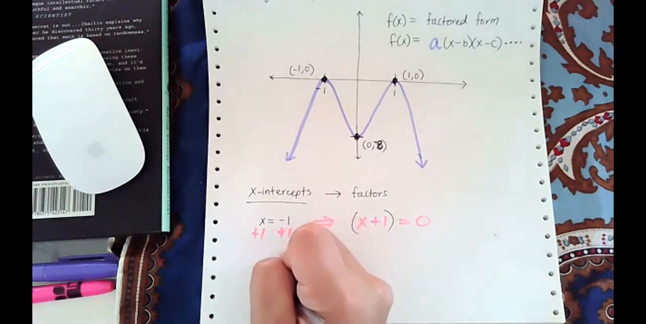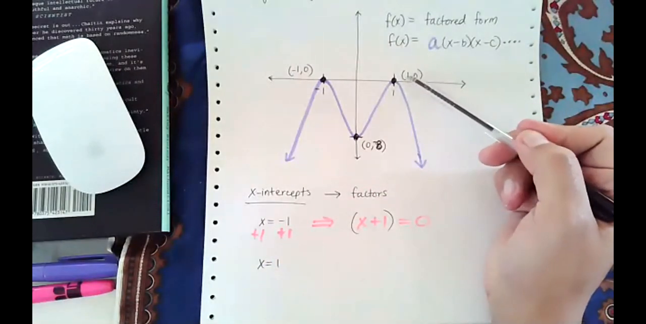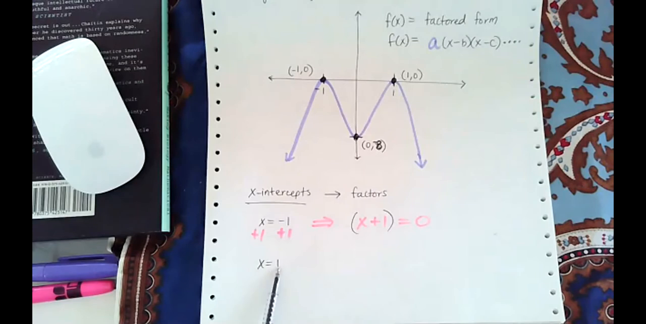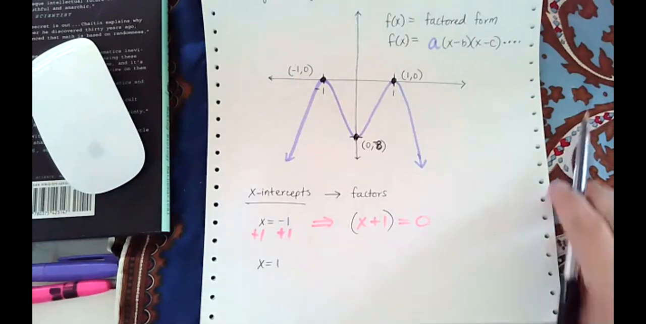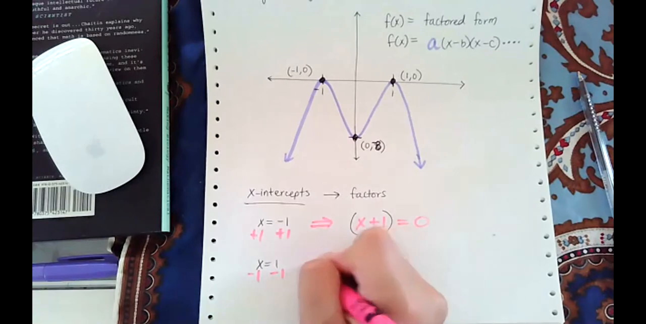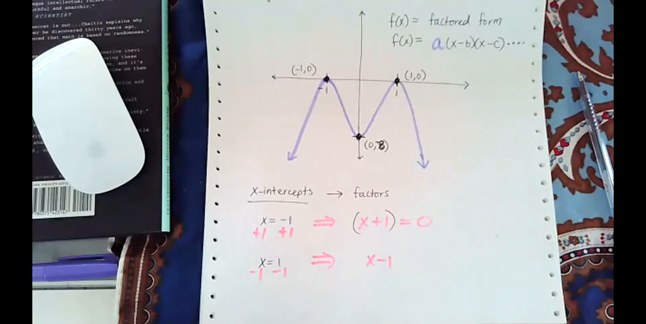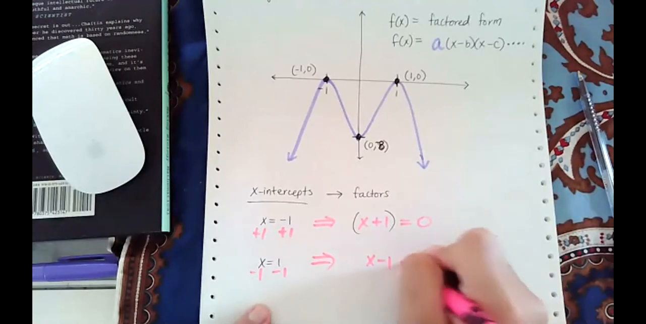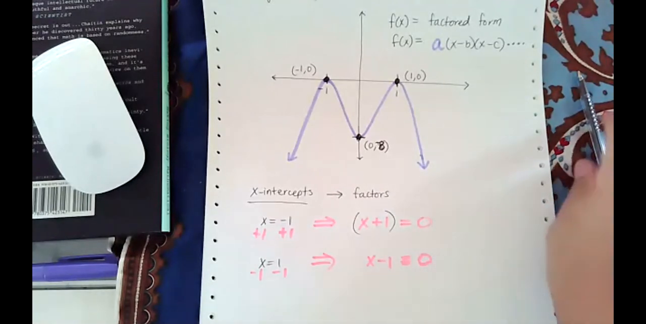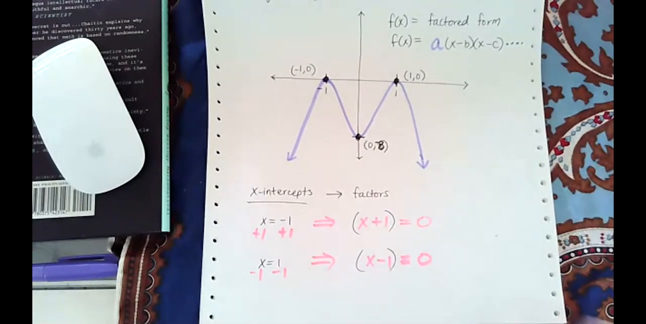Similarly, if I had x equals 1 as my other x-intercept, and I wanted to unsolve it and move the 1 over to be with the x, I could subtract 1 from both sides, and I would get the expression x minus 1 is equal to 0, where now the other factor for my polynomial has been discovered to be x minus 1.